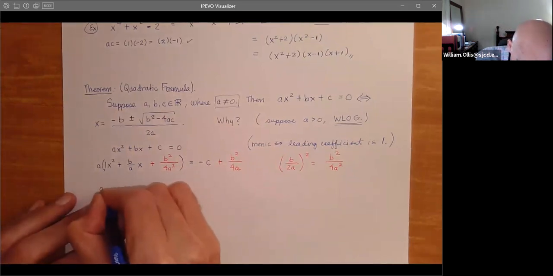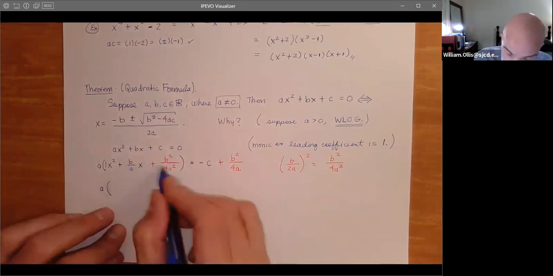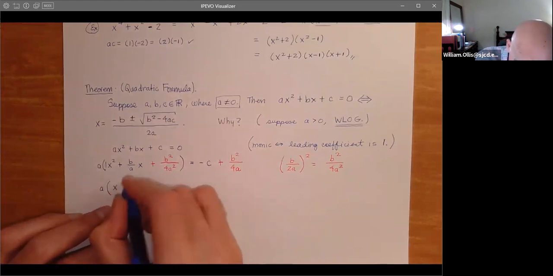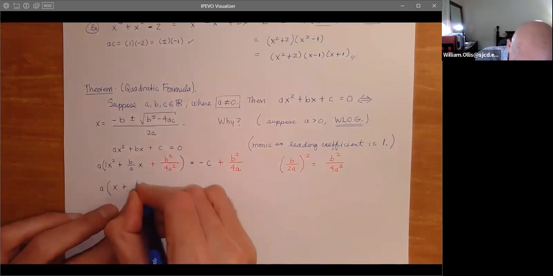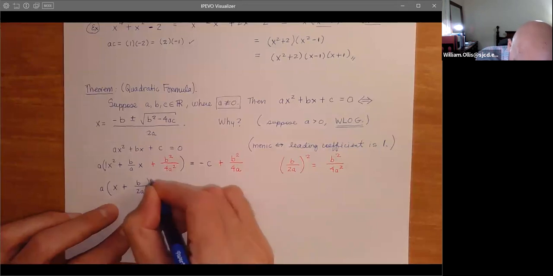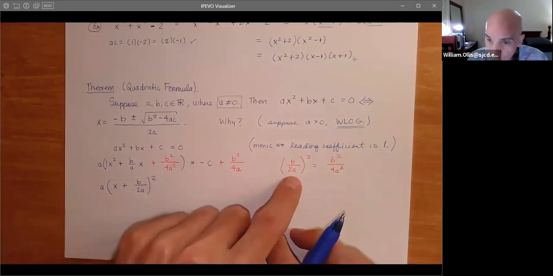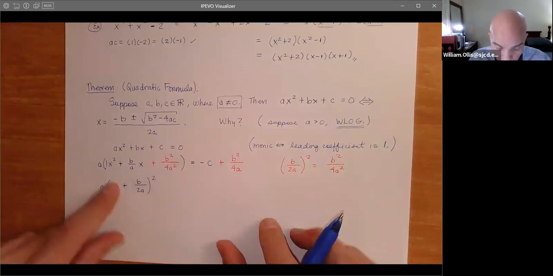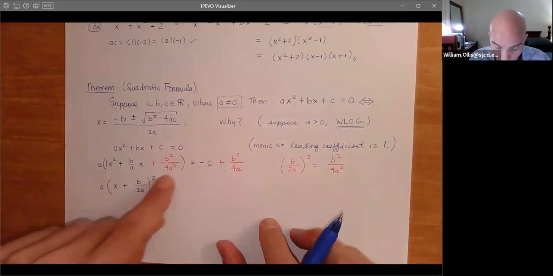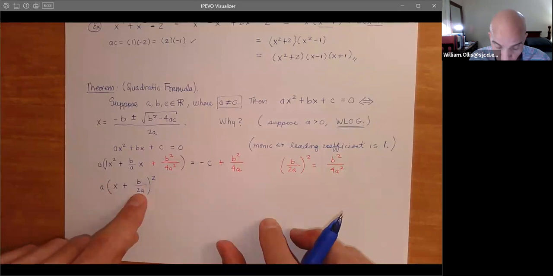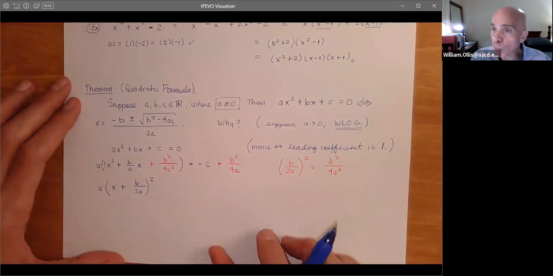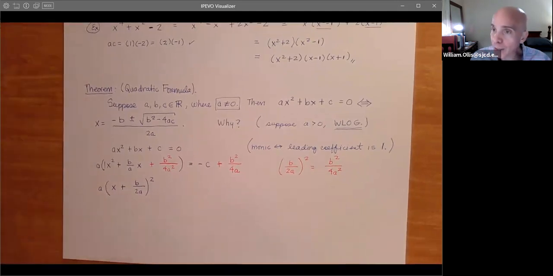So we have A, and now we can do it. This follows the form that we had in our identities. This will be X plus B over 2A, quantity squared. So that is the number that goes right here. And so now when we square this, we have the X squared, we have the B squared over 4A squared, and X times B over 2A times 2 gives us the middle term. So that perfect square identity that we reviewed the first day, we see at work right here.